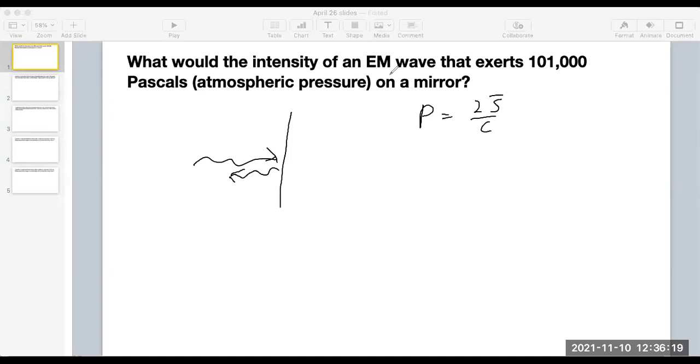Yeah, it's almost that simple. The thing that throws it off is the mirror. So the average value of our energy transmission is the same as intensity.